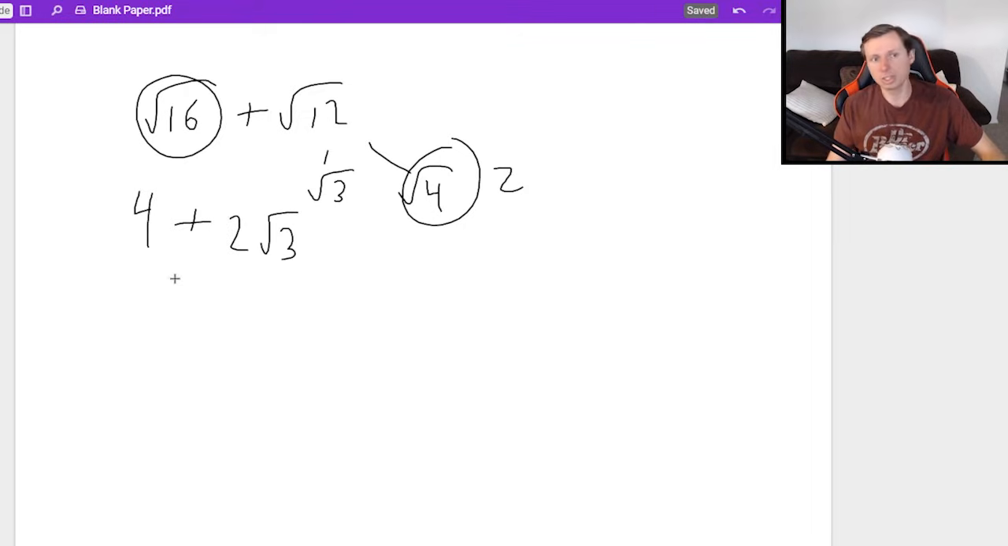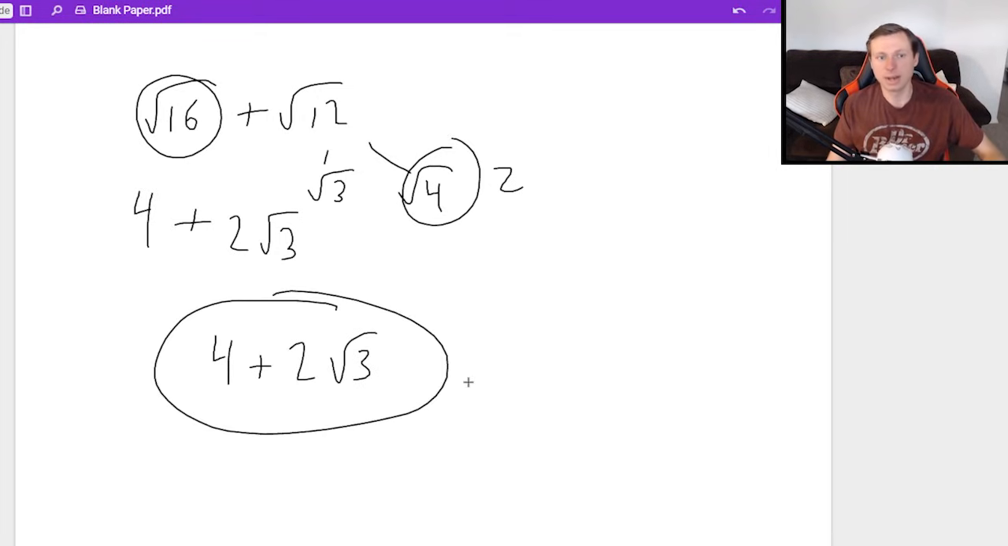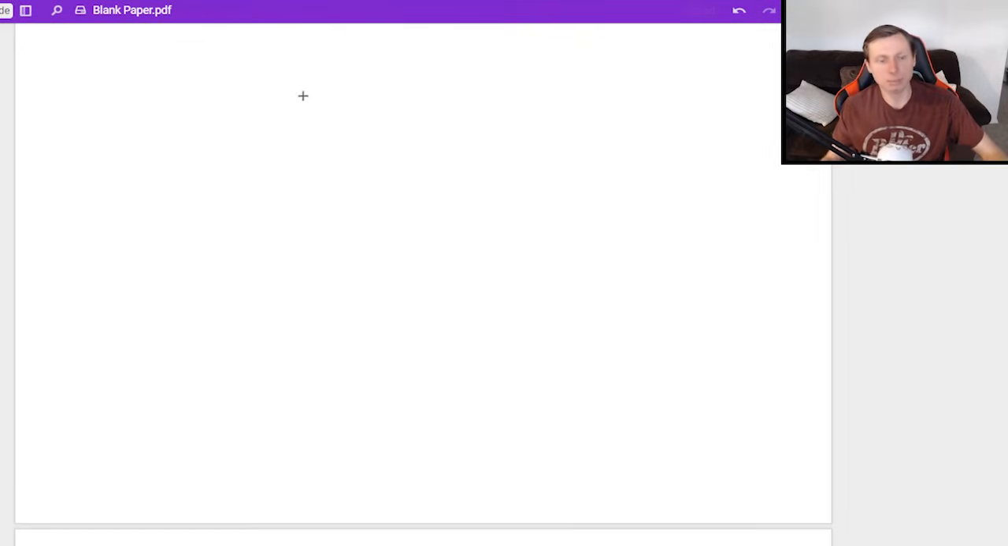And at this point you'll see that we will never, ever get the same square root because 4 doesn't even have a square root. So in other words, you can't add these numbers, they are not like terms, you cannot add them. So the final answer is just 4 plus 2 root 3. And that's perfectly fine. It doesn't always have to simplify.